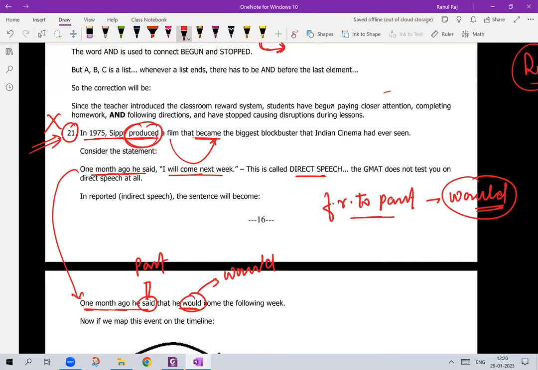Whatever we are studying now is rules, guys. All the concepts are done, so you will have to follow it. A lot of people question me, what the hell are you trying to say, Rahul? This is already known to us. If it is known to you, you simply write a statement: Sholay was one of the biggest blockbusters that Indian cinema had ever seen. Why would you want to create a statement, Sholay produced and it became? This is something which is not acceptable in GMAT.